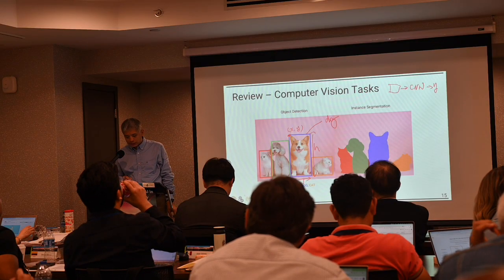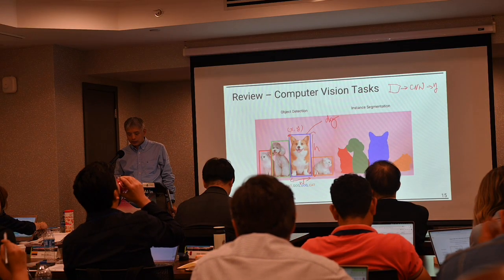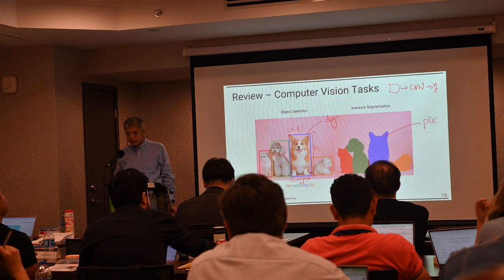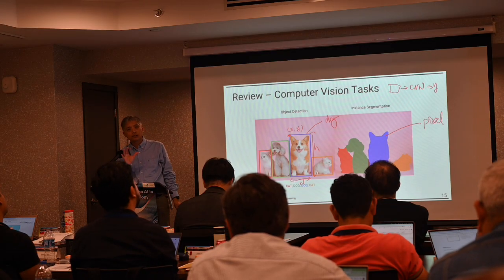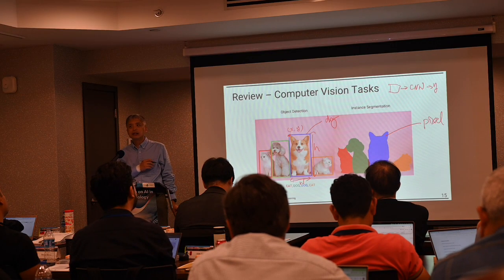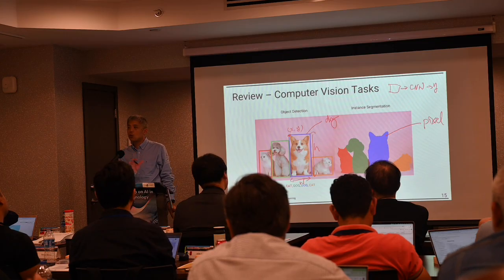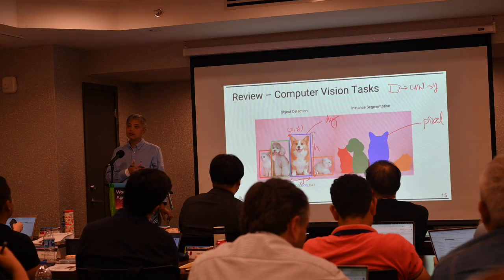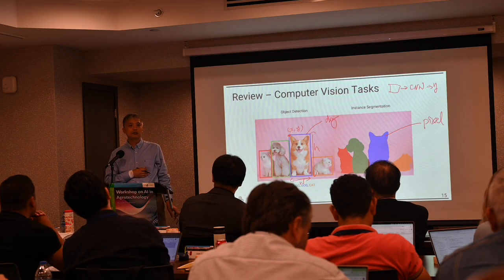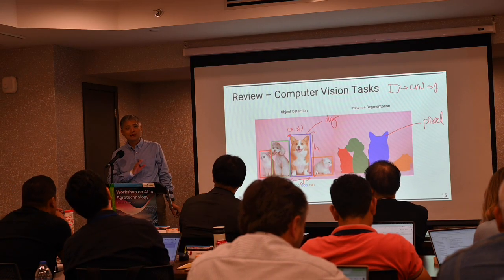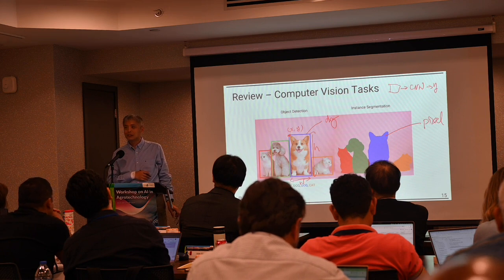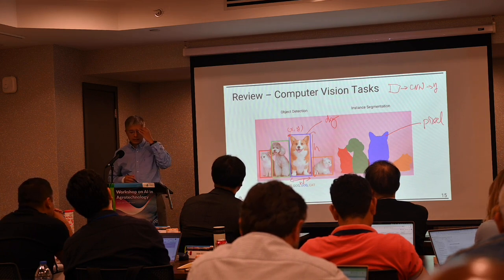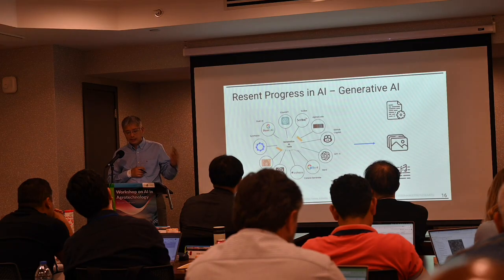For segmentation, it is pixel-wise. For each pixel, it determines the pixel's class. So the output is pixel-wise. So deep learning is about what? All about computation. It is nothing magic. Okay, let's go to another topic.